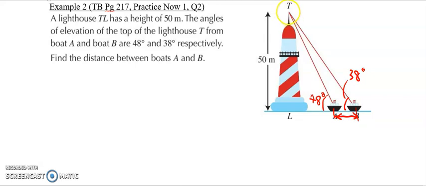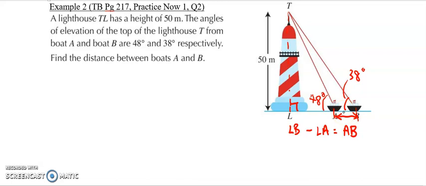All vertical objects, we can assume them to be perpendicular to the ground or to the sea level. So in this case we have two right angle triangles here. We can find the length of LB, and then subtract the length of LA. So we'll get the distance that the question wants us to find, which is AB.